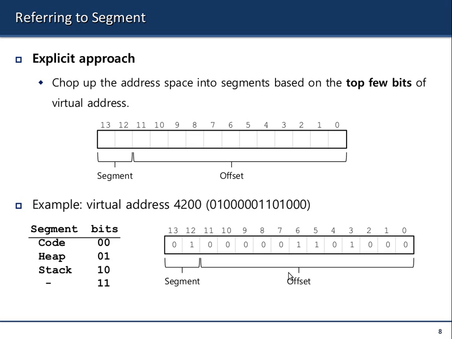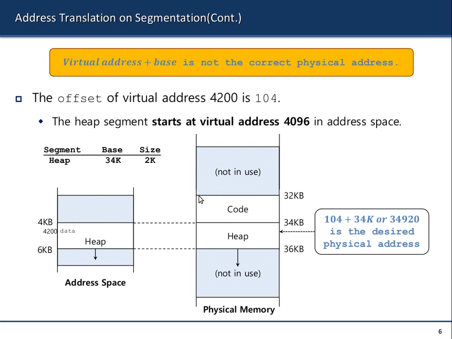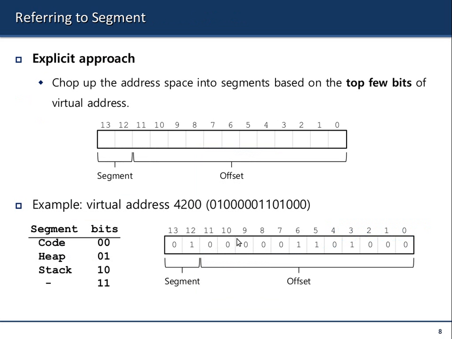Now in some systems, instead of having two bits, if you only have three types of segments, only one bit is used. The heap and the code are combined, because usually the heap always follows the code. So that's the explicit approach. Basically, you just specify as part of the virtual address which bits in the virtual address are dedicated to specifying the segment.